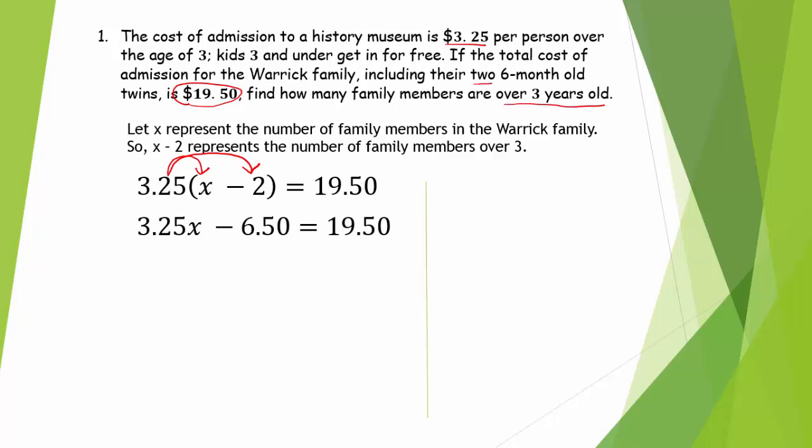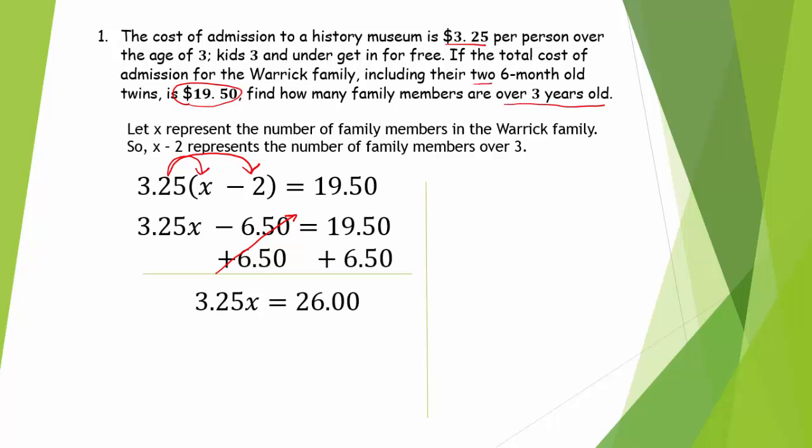Now we're ready to undo any addition or subtraction. So we're going to choose to add 6.50 to both sides. When you add 6.50 to both sides, minus 6.50 plus 6.50, those will zero out. Those are additive inverses. So on the left, we're left with 3.25x equals, over on the right-hand side, we'll get $26.